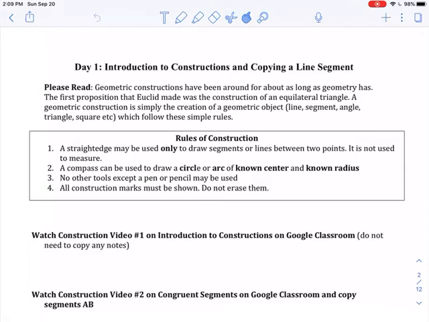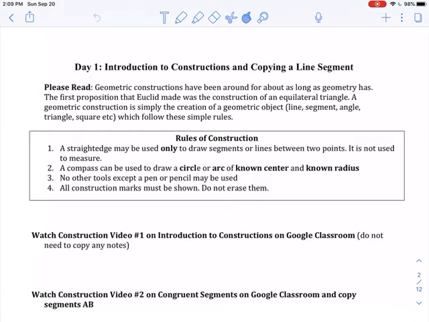So this first video are 3 different constructions. First is just going to be an introduction to constructions. The second one is going to be copying a line segment, and the third one is going to be an equilateral triangle. So when you do construction, you use what's called a compass.